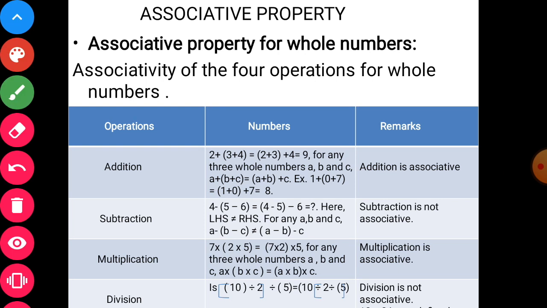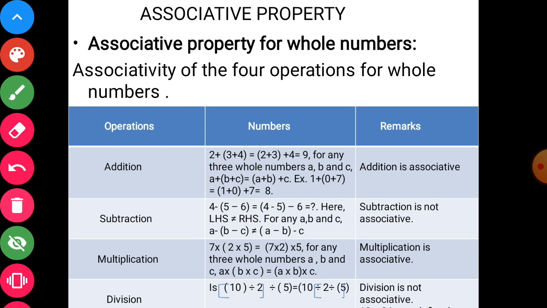First let us see addition. For addition, take any 3 whole numbers. That is, I have taken here 2, 3, 4 and we have to add those 3 by putting the bracket in different ways. Here see, in LHS I have put bracket for the last two terms. In RHS I have put bracket for the first two terms, isn't it? Now in both cases we get answer 9 only.